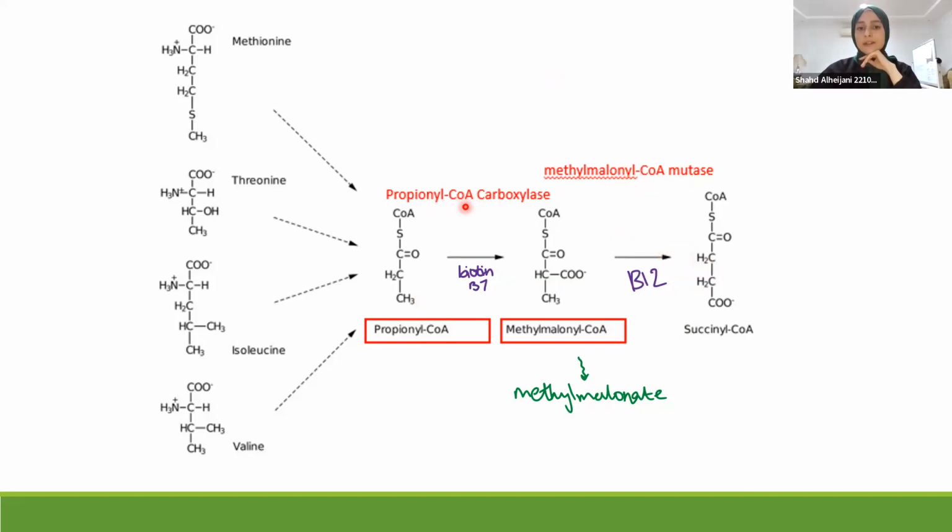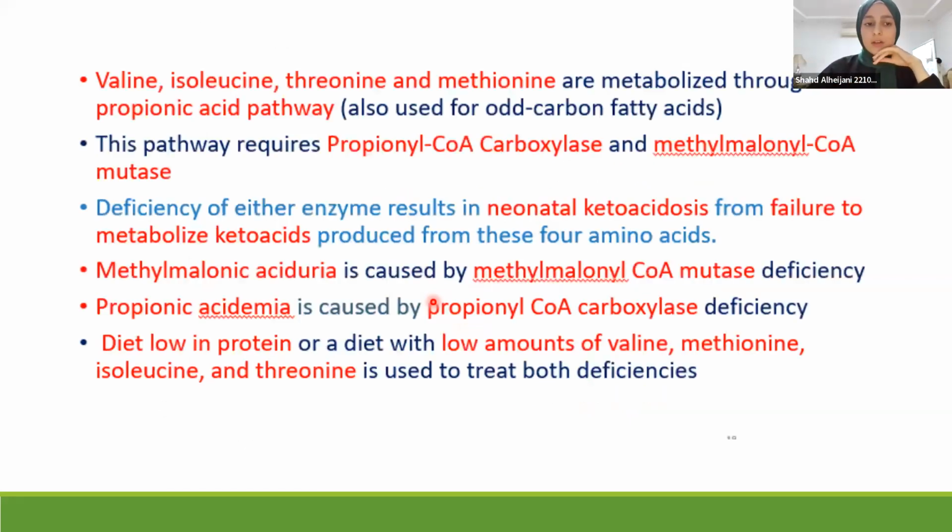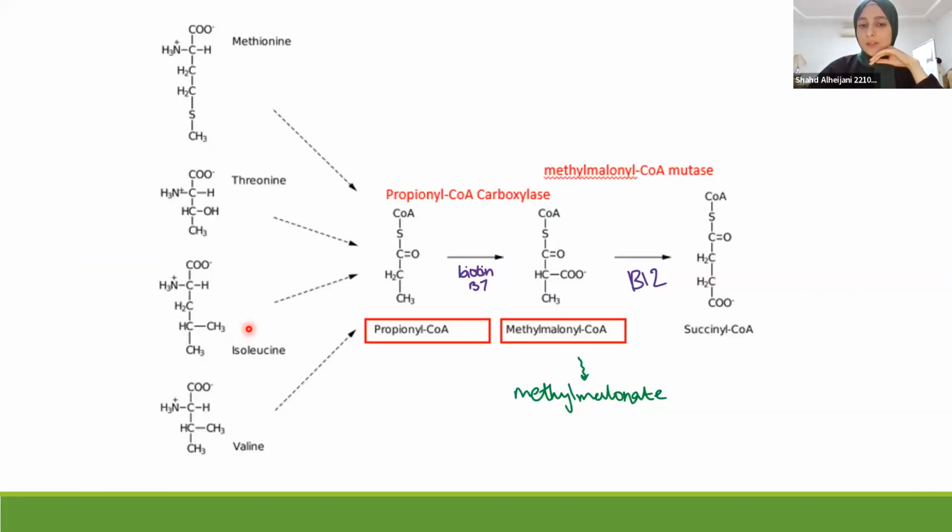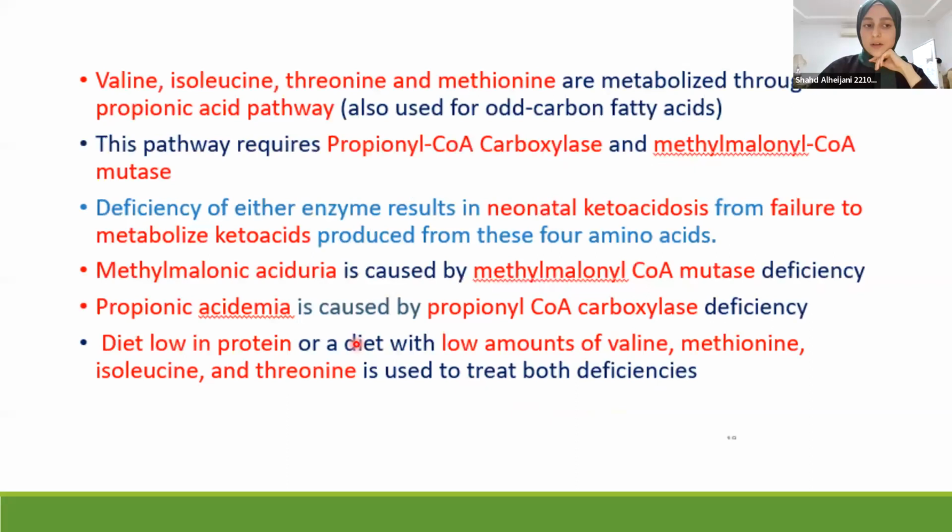Now, if propionyl-CoA carboxylase is affected, whatever is before it will start accumulating. So we have propionyl-CoA accumulating. What defect would occur? Propionic acidemia, because this will start building up. However, if methylmalonyl-CoA mutase is affected or deficient, methylmalonyl-CoA will start building up. This will get converted into methylmalonate. And what will this cause? Methylmalonic aciduria.